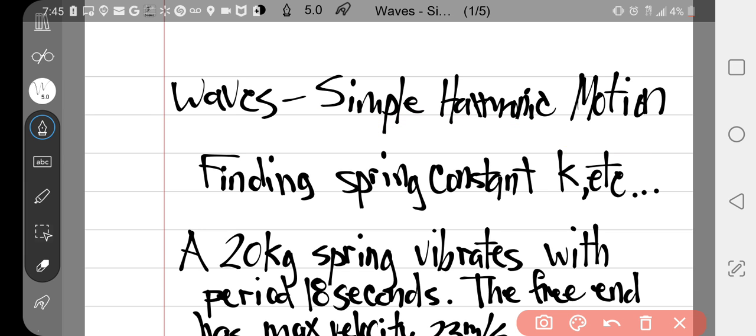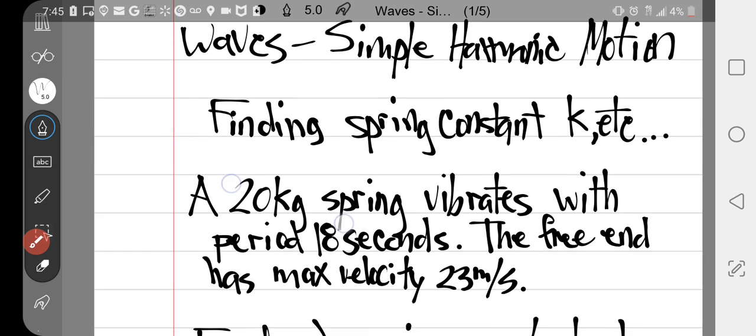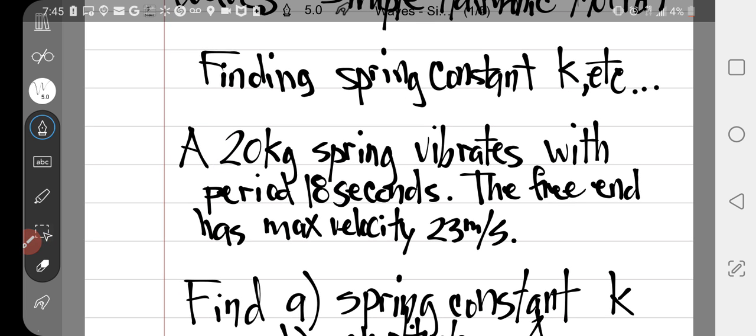So what we have is a 20 kilogram spring that's vibrating with a period of 18 seconds. That means one cycle is 18 seconds. The free end has a max velocity of 23 meters per second. Now, a lot of times when you have a wave or a spring constant type problem, they give you a force and a distance. That's not this problem. This problem, you have to use another equation because it gives you a max velocity, and then you have to figure it out another way.